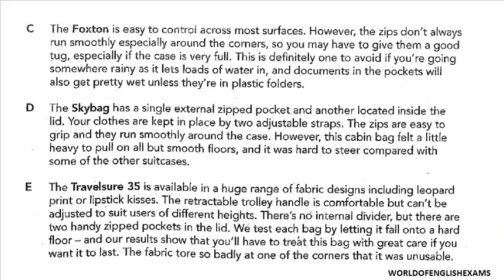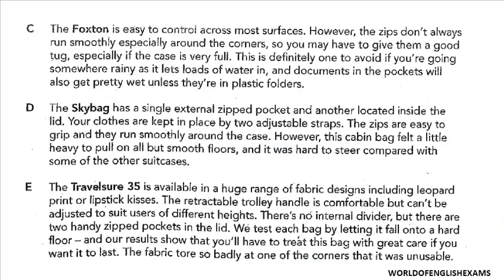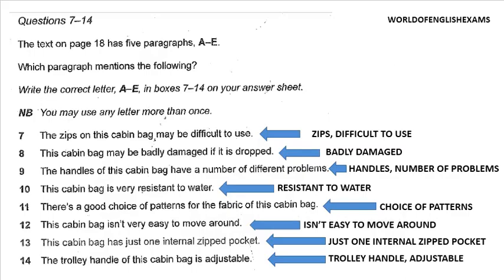Let's continue with reading the next paragraph. The sky bag has a single external zipped pocket. Again, the context of pockets has come. So which statement says that? 13th one. The cabin bag has just one internal zipped pocket, but it is telling so far that it has a single external zipped pocket. Now let's continue. And another located inside. Now it says that this bag contains one external pocket and one internal pocket. So clearly the answer for the 13th question is D.